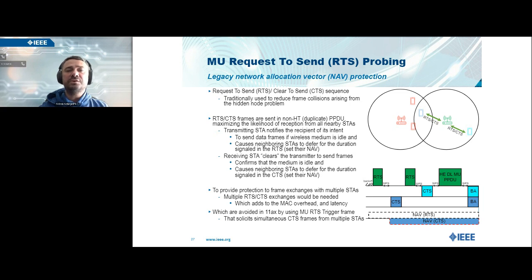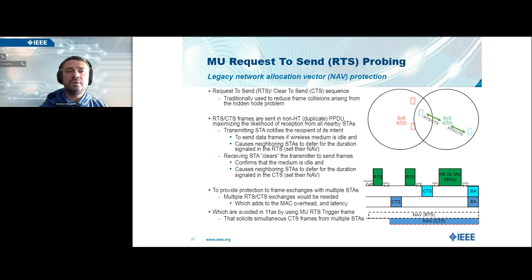However, in a multi-user setting, to set the NAV for multiple stations, you would need to send a sequence of these RTS/CTSs so that you can protect the medium from the neighboring stations of multiple stations. And this is not very efficient because it creates a lot of overhead. So in order to reduce the overhead, 11ax introduced the MU-RTS trigger frame, which essentially solicits CTS frames from multiple stations.